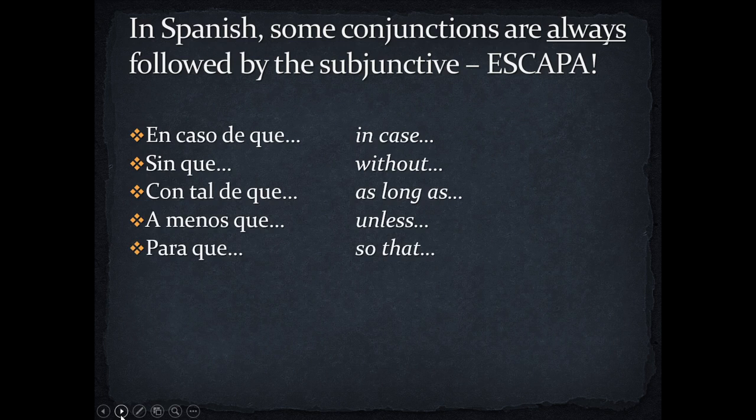So that, in Spanish, we say para que. Para que. Now para means for or in order, and so sometimes you'll even see textbooks that say in order that, but most people just say so that. So para que, so that. Y por último, antes de que, before. Say it, antes de que. Antes de que means before.